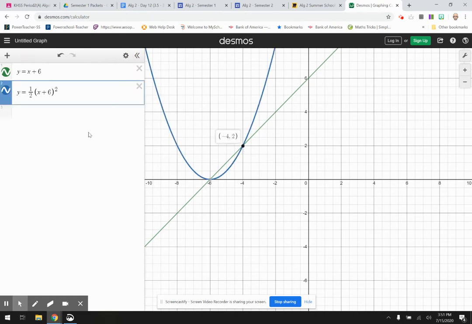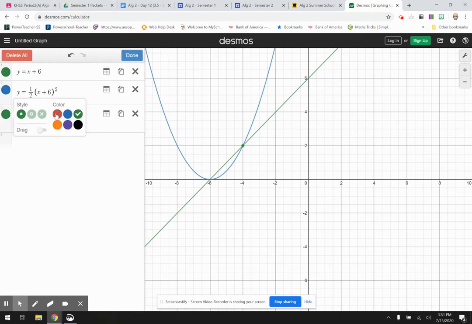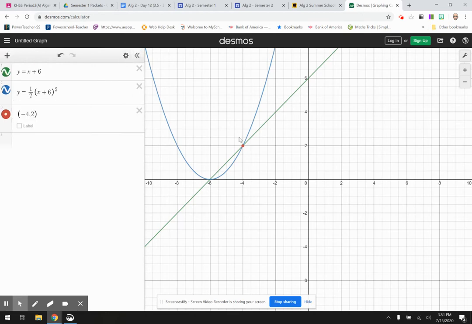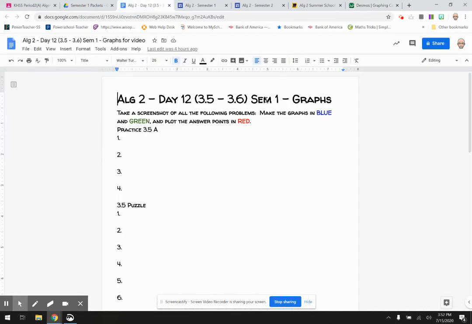So -4 and 2. So let's plot that point. -4, comma 2. Okay, right now it's green, so we're going to change that to red for the points. Okay, so that point's red. That's what it's asking us to do there. Make the answer points in red. Okay, so that's one of them.